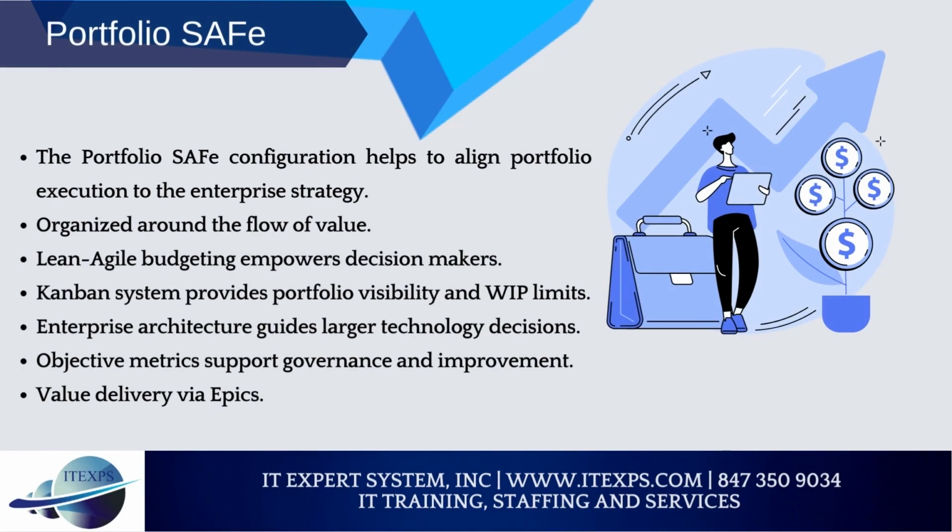Portfolio SAFe. The Portfolio SAFe configuration helps to align portfolio execution to the enterprise strategy. Organized around the flow of value. Lean Agile budgeting empowers decision makers. Kanban system provides portfolio visibility and WIP limits. Enterprise architecture guides larger technology decisions. Objective metrics support governance and improvement. Value delivery via epics.